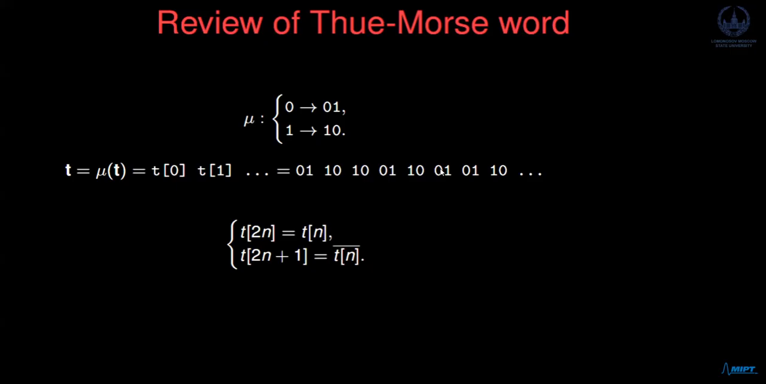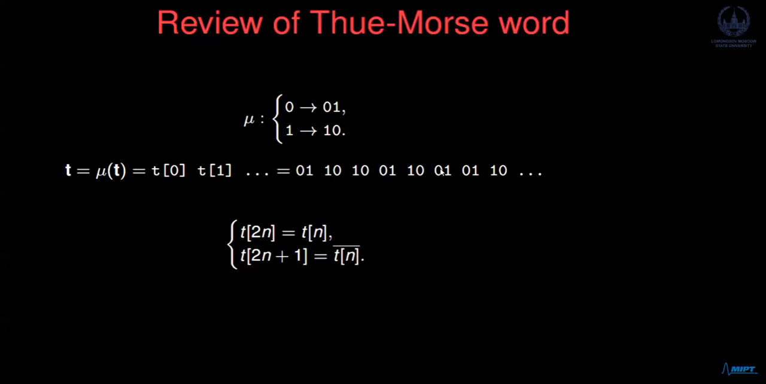Recursive definition: another important feature of the Thue-Morse sequence is its recursive structure. You can see that t of 2n is equal to t of n, and t of 2n plus 1 is equal to t-bar of n, where t-bar is the complement of t of n. So every odd index is a complement of the corresponding even index. Because we are working with a binary alphabet, that makes sense.